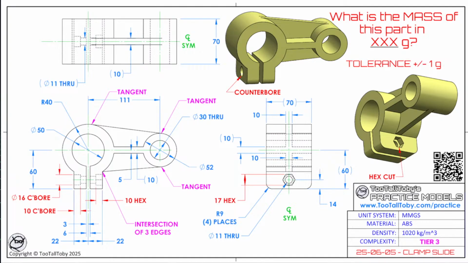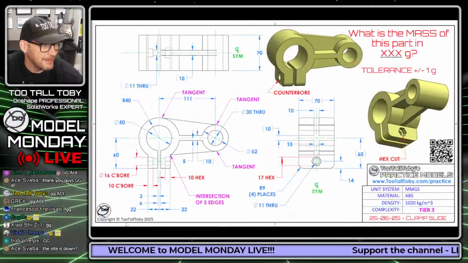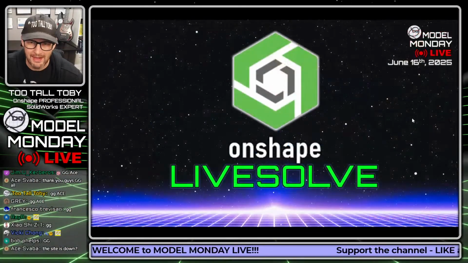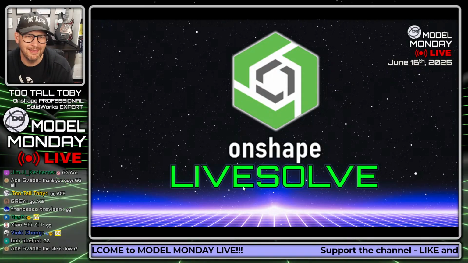But if you want to earn the point for Model Monday Live, that point is going to be awarded to the first person in the first 42. So good luck to all of you. Take a screen capture of that drawing. This drawing is called Clamp Slide. And while you are all trying to solve that, I am going to solve this doing a live solve.